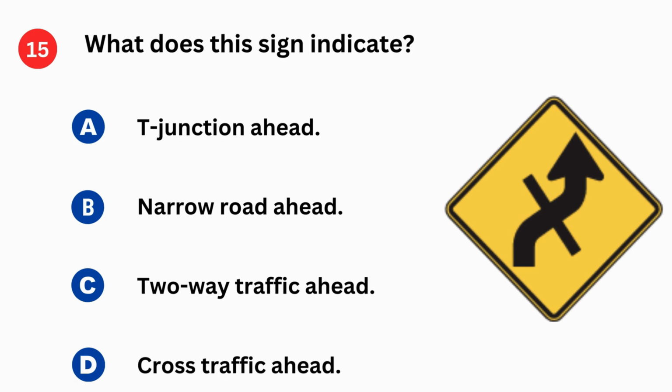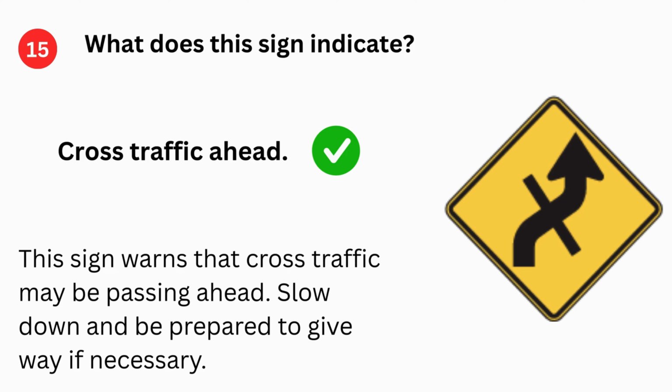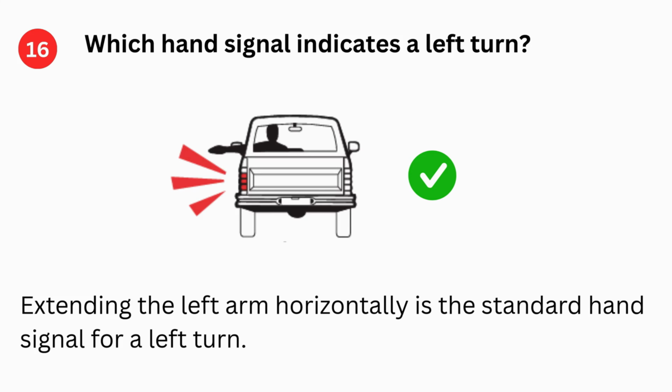Options are A. T-junction ahead. B. Narrow road ahead. C. Two-way traffic ahead. D. Cross traffic ahead. Cross traffic ahead. Explanation. This sign warns that cross traffic may be passing ahead. Slow down and be prepared to give way if necessary. Which hand signal indicates a left turn? Left arm extended horizontally. Extending the left arm horizontally is the standard hand signal for a left turn.